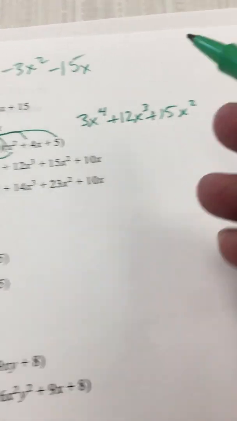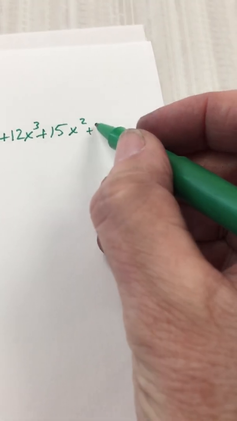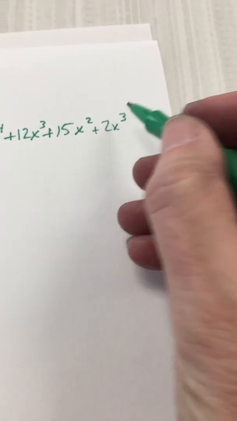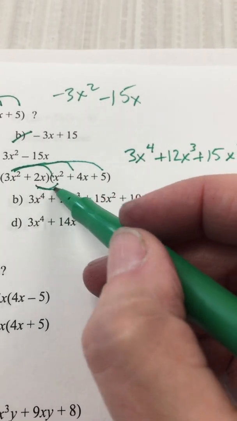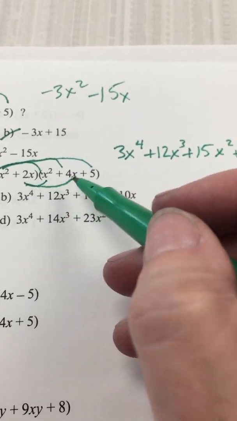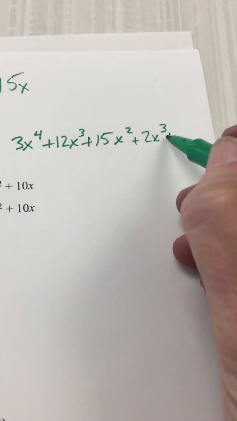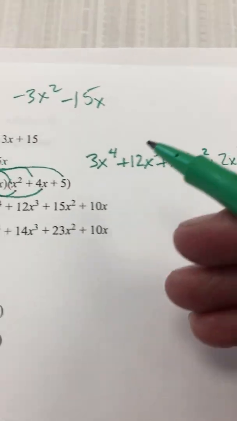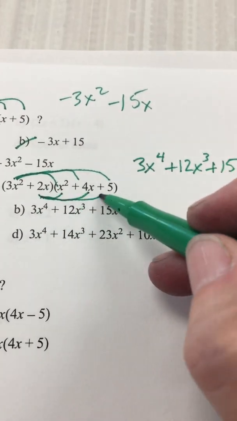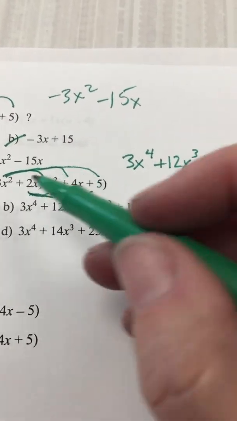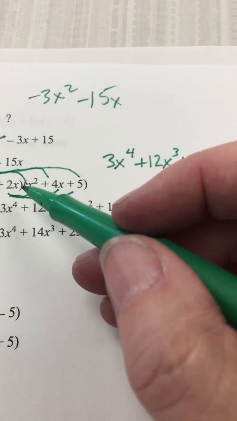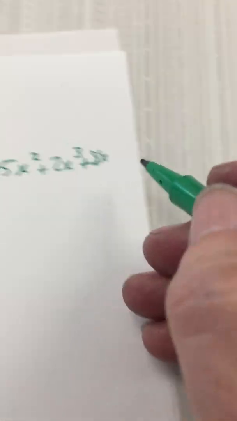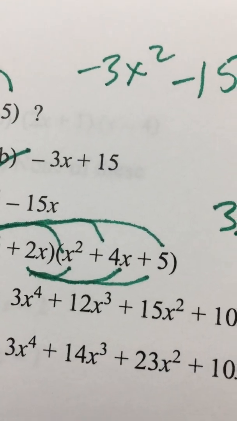So 2x to the 3rd plus 2x to the 3rd. And then I'm going to multiply it times the second piece. So 2 times 4 is 8, and x times x is x squared, plus 8x squared. And then the last one is 2 times 5, and 2 times 5 is 10, and I still have a single x in that. So this is plus 10x.